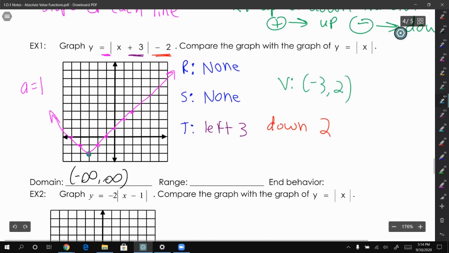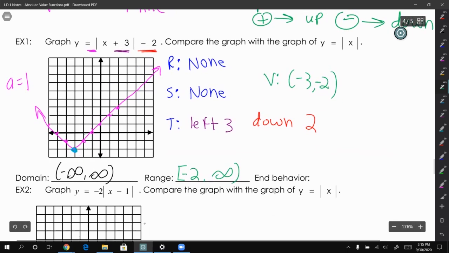Now the range, this function is opening up, so that means it has a minimum value. So we look right here at our vertex, and we look at the y-coordinate. It's negative 2. Sorry, the vertex here should be negative 2. So our vertex is negative 2, so that is our smallest y value. And we go all the way to infinity because our function is opening up.